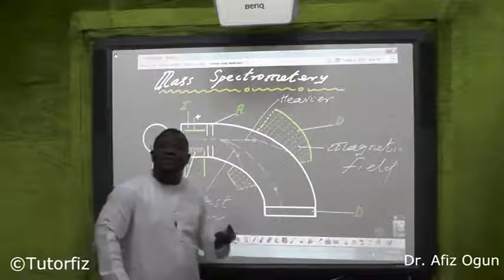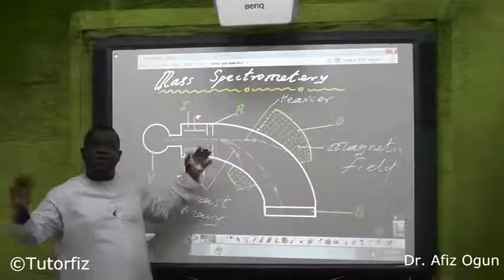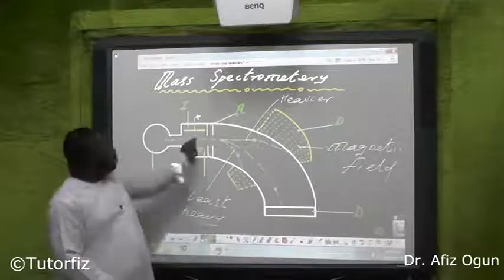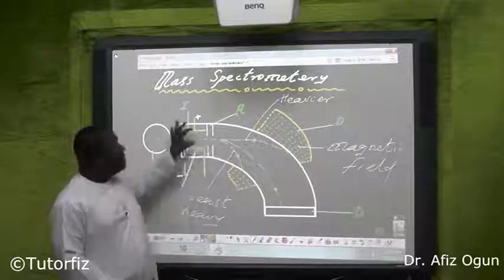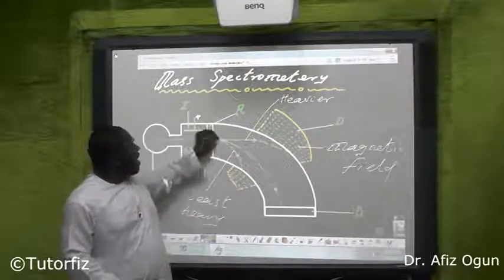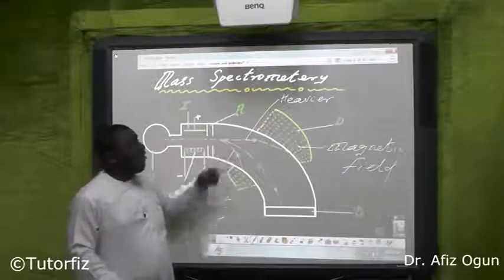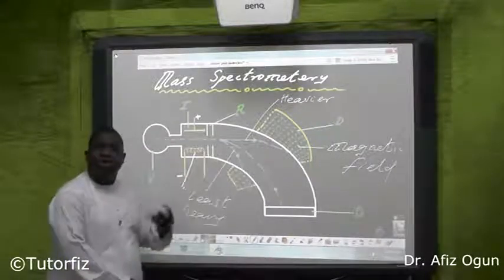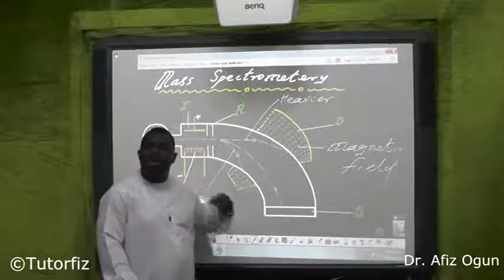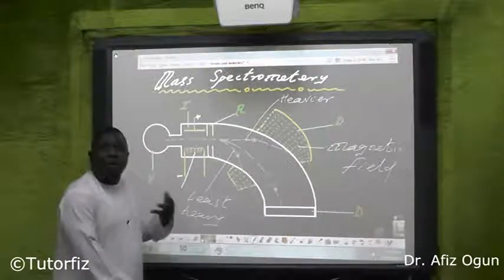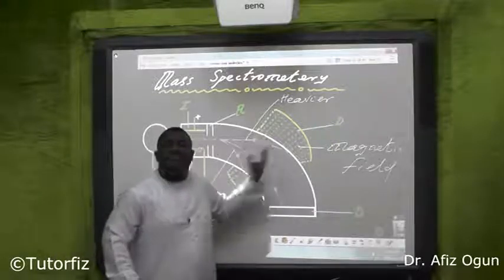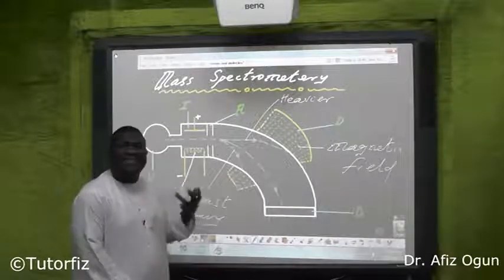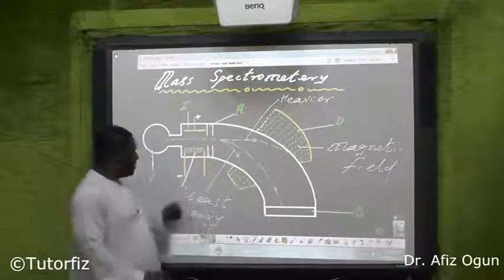The deviation depends on the mass. If the mass is very big, deviation will be less. If the mass is very small, it will deviate so much. So that means the atoms coming from here contain 3 isotopes, 3 different masses coming together. You will not see it until you get to a place where mass affects the deviation. When it gets to the magnetic field, the mass affects the deviation. In the magnetic field, the one that is deviated the most is the lightest, the least heavy.